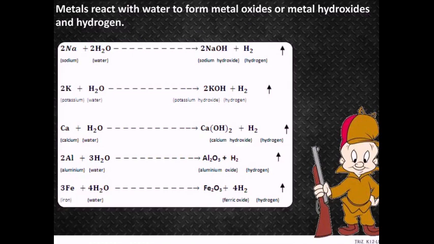2Na plus 2H2O gives you 2NaOH plus H2. 2K plus 2H2O gives you 2KOH plus H2. Ca plus 2H2O gives you Ca(OH)2 plus H2. 2Al plus 3H2O gives you Al2O3 plus 3H2. 2Fe plus 3H2O gives you Fe2O3 plus 3H2.